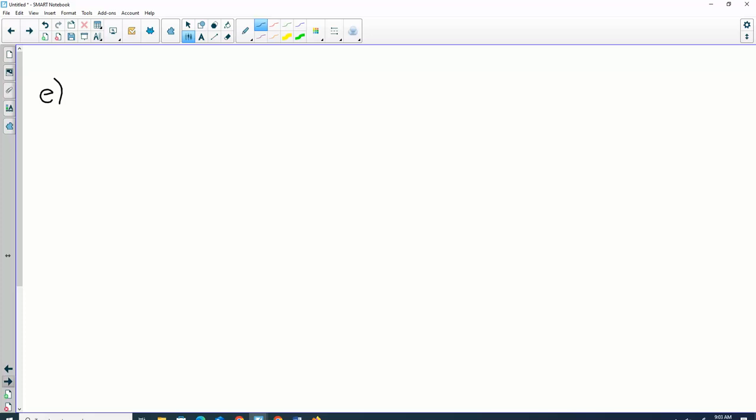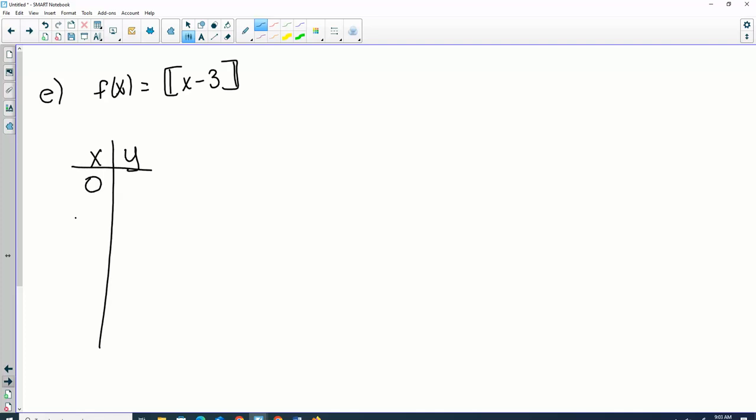If I said greatest integer of x minus 3. We did the t-chart, but I told you you cannot just plug in integers. So we usually started at 0, did like 0.5, 0.9, and maybe 1. And then saw if we needed more points from there. If I put in 0, 0 minus 3 is negative 3. What is the greatest integer of negative 3?